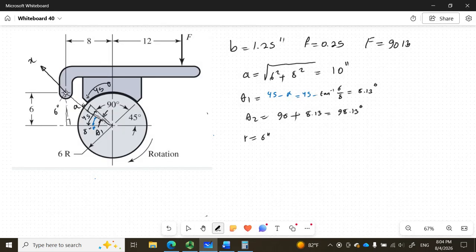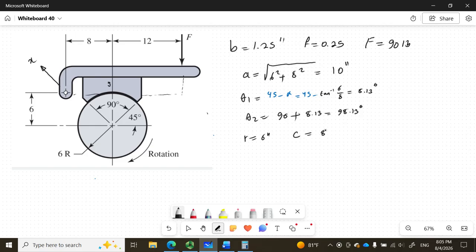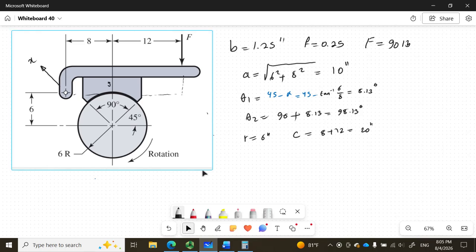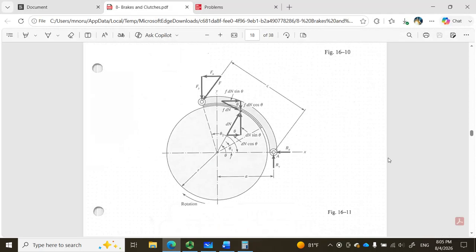For that, this is my pivot. Let me erase the stuff I don't need. Okay, the moment distance between the pivot and the force. So if you go down, right, it's obvious. C is actually 8 plus 12, which is 20 inches. Alright, so we have everything set up right now. I mean, we have all the dimensions we needed. So let's look at our equations.